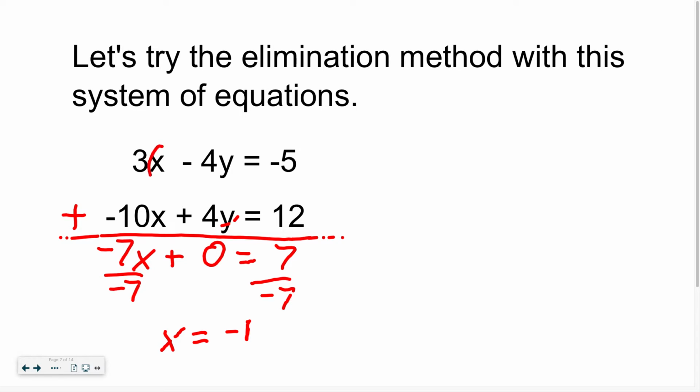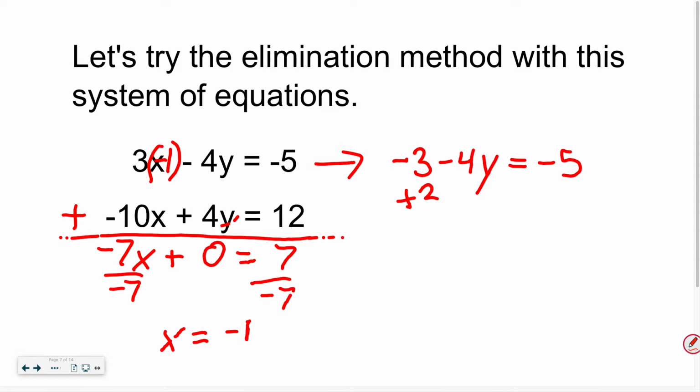Okay. So instead of an x, we actually have a negative 1. So now what can we do? What's the equation now? Negative 3 minus 4y equals negative 5. And if we solve, add 3 to both sides, so negative 4y equals negative 2. So y is positive 1/2.